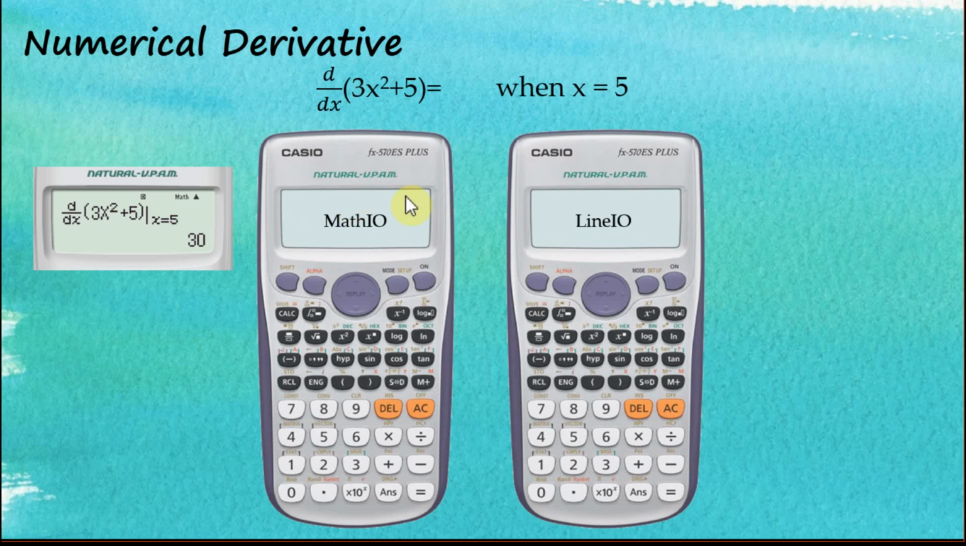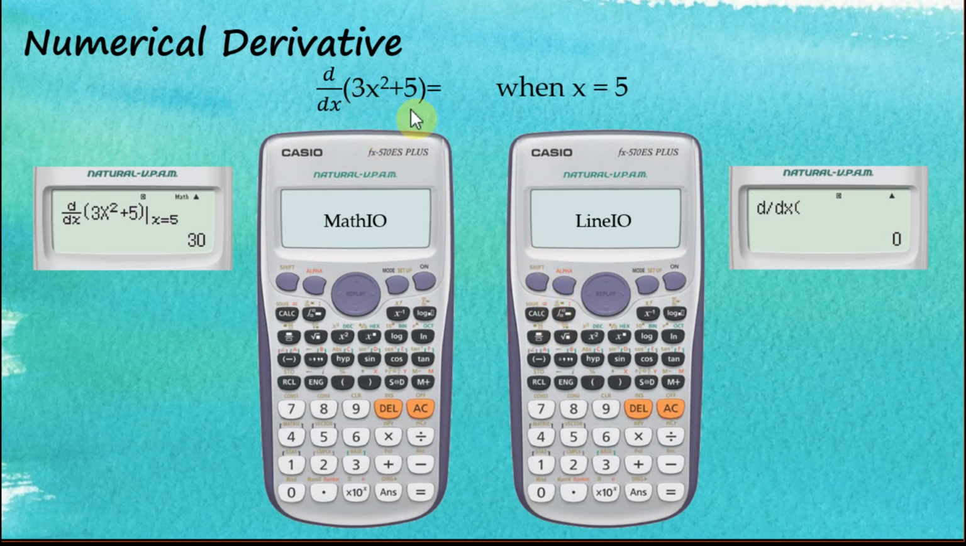And for Linear input-output, it is more or less the same. We start with Shift differentiation, and then we key in the function, 3, alpha x, squared, plus 5, and then we separate the differentiation point from the function by using the comma. So Shift comma and then 5 and close brackets. Okay, so we get the same answer.